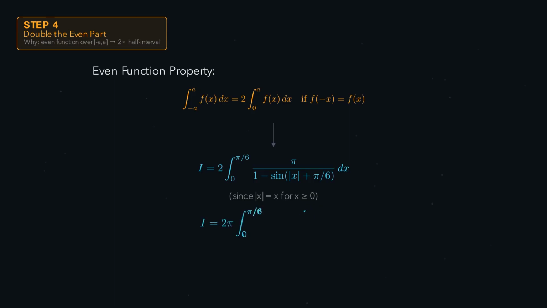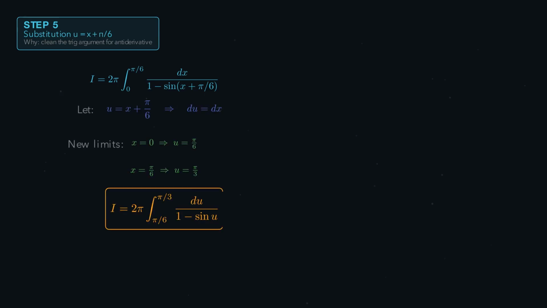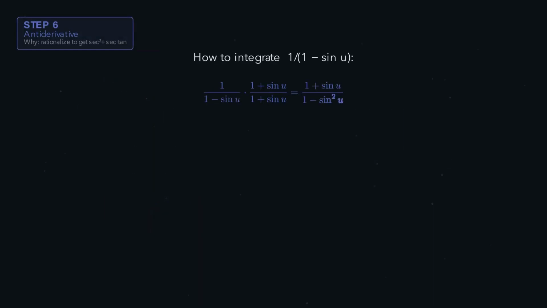We're left with just the pi over the denominator, an even function. Using the even symmetry doubling property, we rewrite as 2 pi times the integral from 0 to pi sixth. A substitution shifts the argument, so our limits become pi sixth to pi thirds.